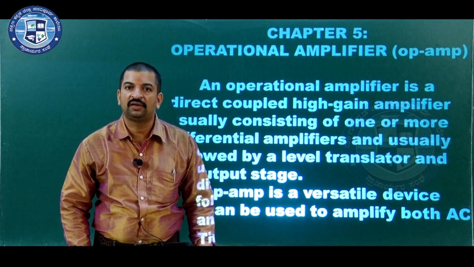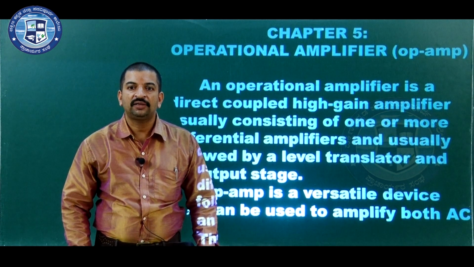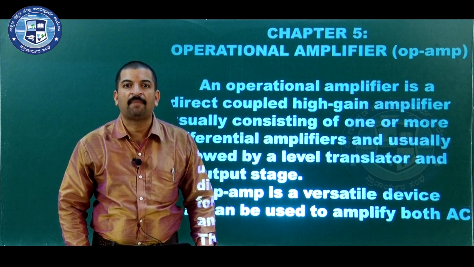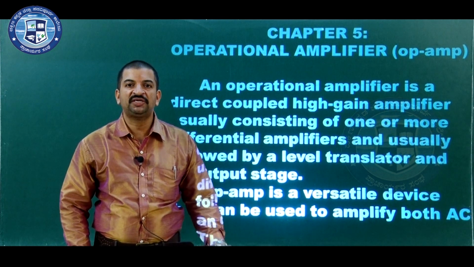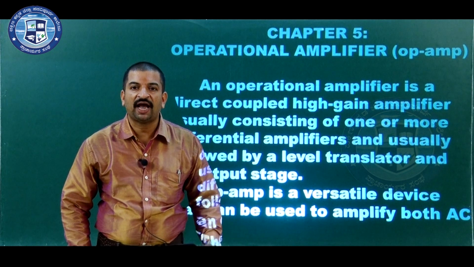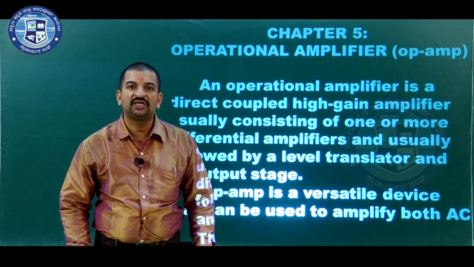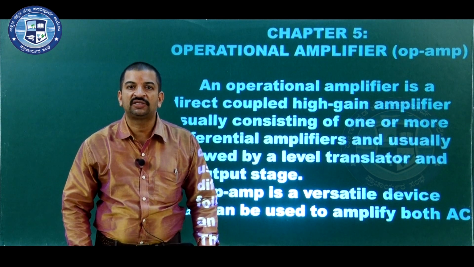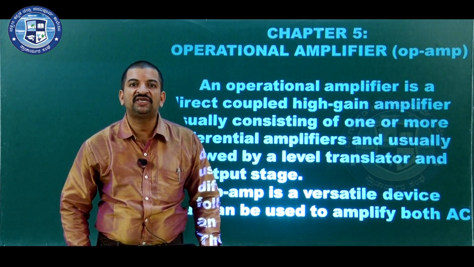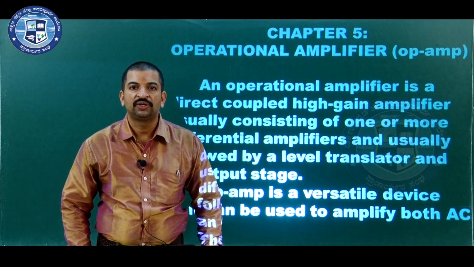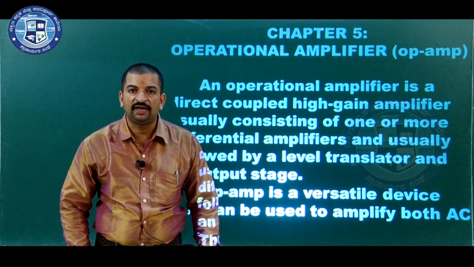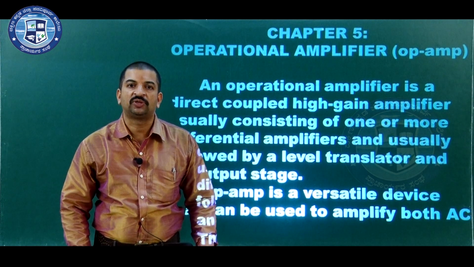It provides very high voltage gain, and it consists of what is known as a differential amplifier. A differential amplifier is the one which amplifies the difference between the two input signals. So, the op-amp consists of few differential amplifier stages. In addition to that, it consists of what is known as a level translator and an output stage.